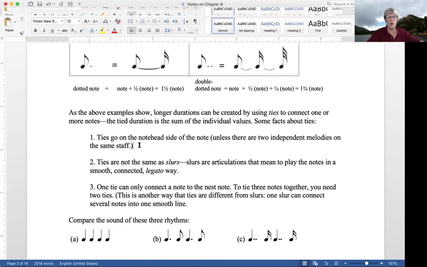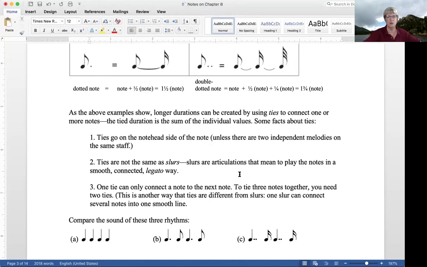And a final note, one tie can only connect a note to the next note. In order to tie 3 notes together, you need 2 ties. So if you look at the double dotted side of the chart, if we're going to tie an 8th note to a 16th note to a 32nd note, we can't just use one big curved line to go over the whole thing. We have to use 2 smaller ties. This is another way that ties are different from slurs. Slurs can connect a large number of notes that are to be played smoothly.